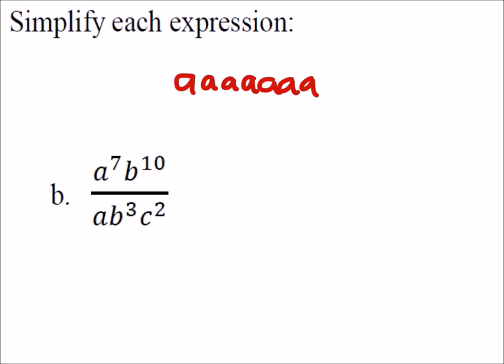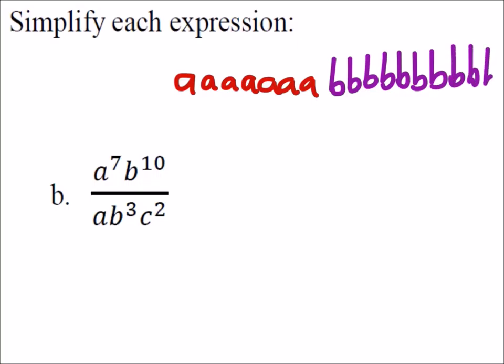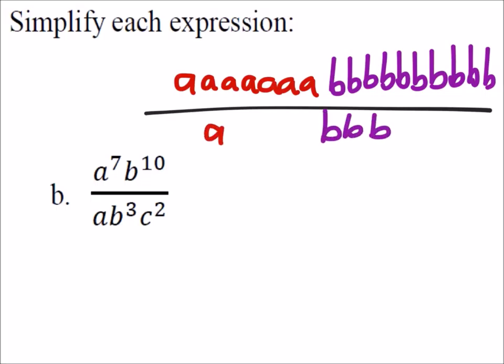And then I've got 10 B's. 1, 2, 3. It's a lot of B's. 7, 8, 9, 10. And all this is being divided by, in the denominator, I have one A. I've got three B's. And then somehow we have two C's.